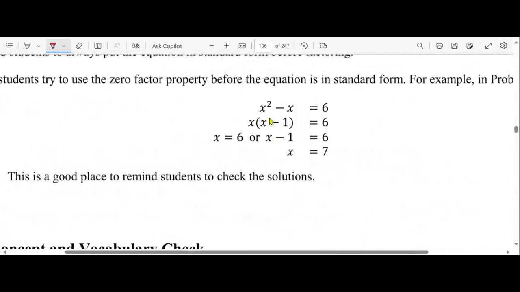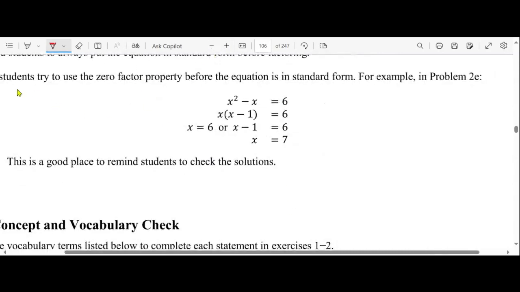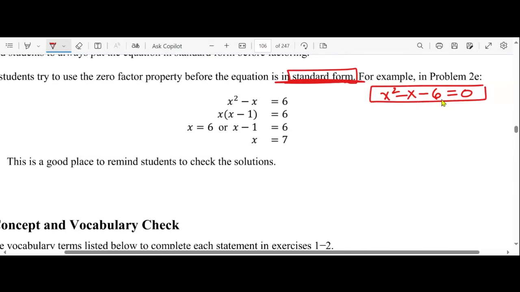Now let's take a look at this. Here I have x squared minus x equal 6. Students try to use zero factor property before the equation is in standard form. So you have to put the equation in standard form. What's the standard form? Like this: x squared minus x minus 6 equal 0. That's the standard form. If you don't do it in standard form, then you're going to get errors.